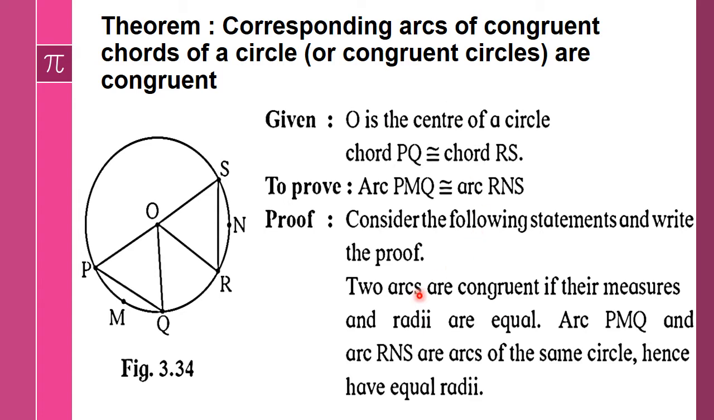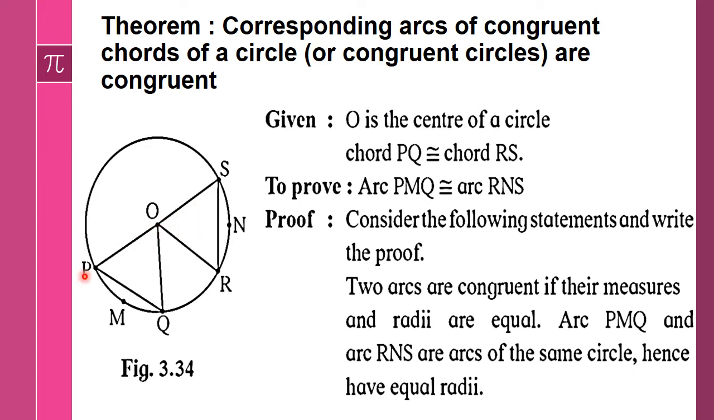Next, what we need to prove is that the two arcs have equal measure. That means the measure of arc PMQ should be equal to the measure of arc RNS. That is what we need to prove. So here also we can consider these two triangles, and then through the SSS test we can prove that these two triangles are congruent.